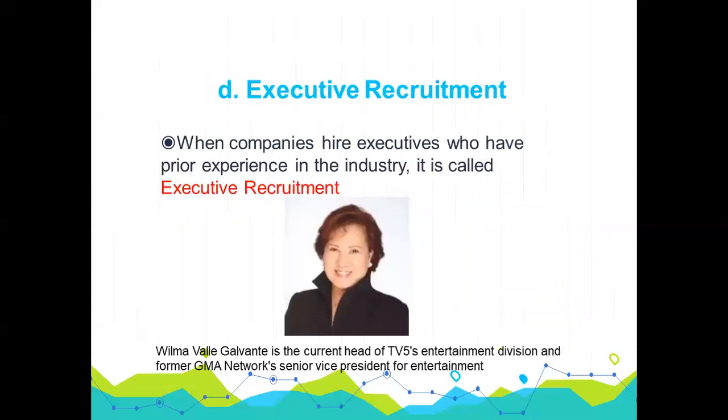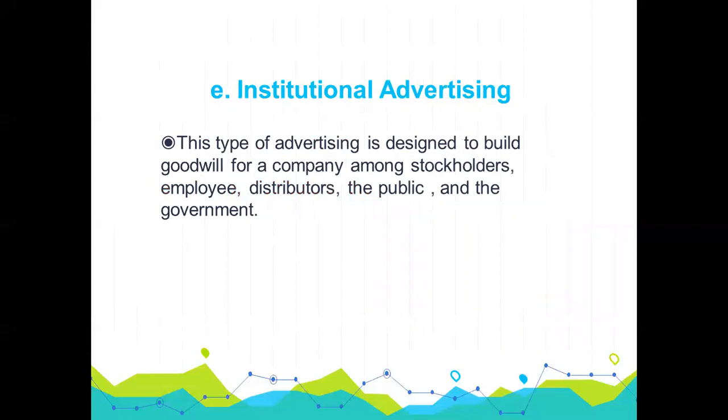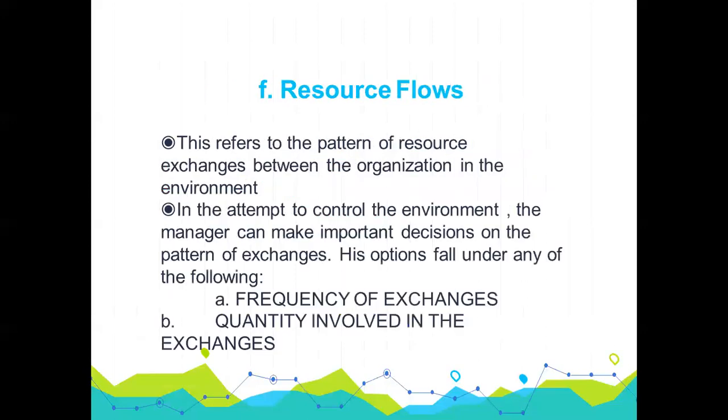Executive recruitment. When companies hire executives who have prior experience in the industry, it is called executive recruitment. For example, Wilma Galvante is the current head of TV5's entertainment division and former GMA Network senior vice president for entertainment. Institutional advertising. This type of advertising is designed to build goodwill for a company among stakeholders, employees, distributors, the public, and the government.